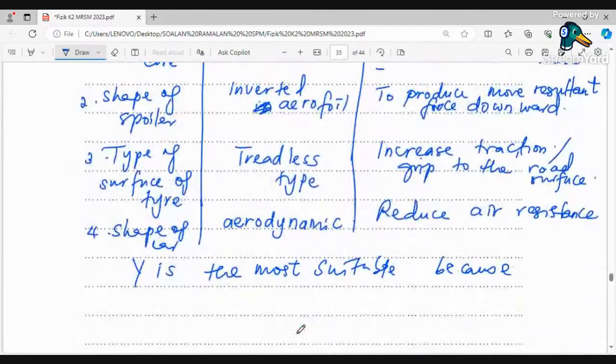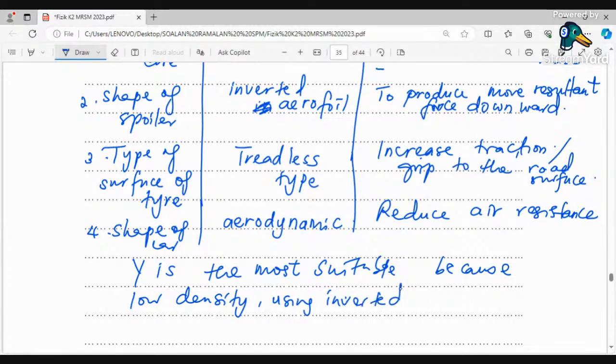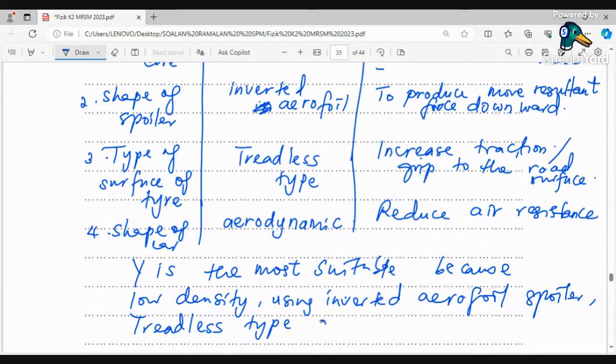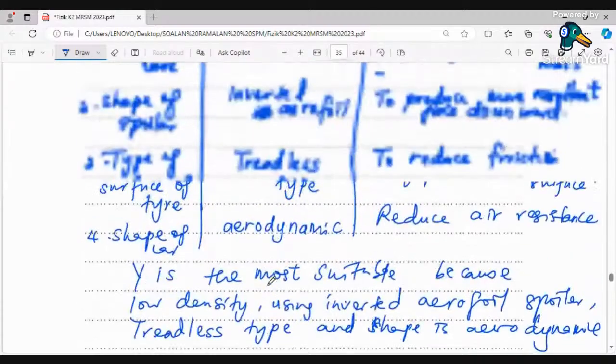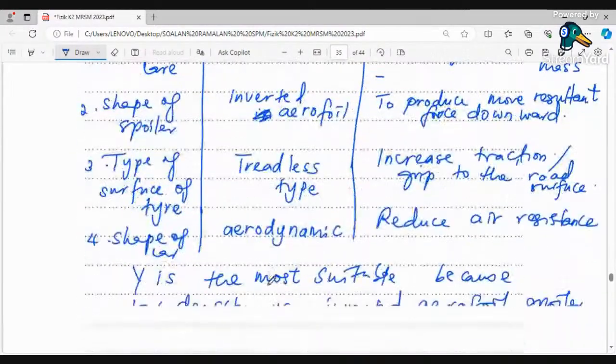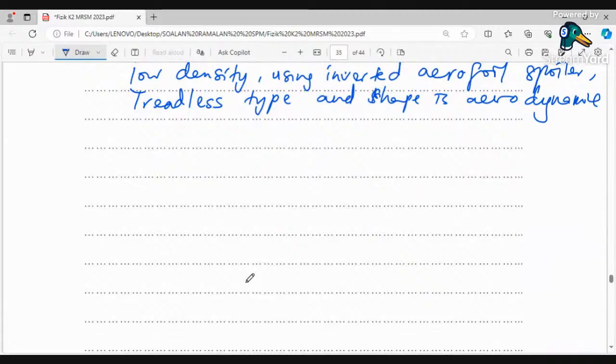Okay. Low density, copy back the one on the left. Okay, using inverted aerofoil, spoiler, threadless tire, and the shape is aerodynamic. Okay, it's complete. Write it properly. Okay, that's the answer for question C.